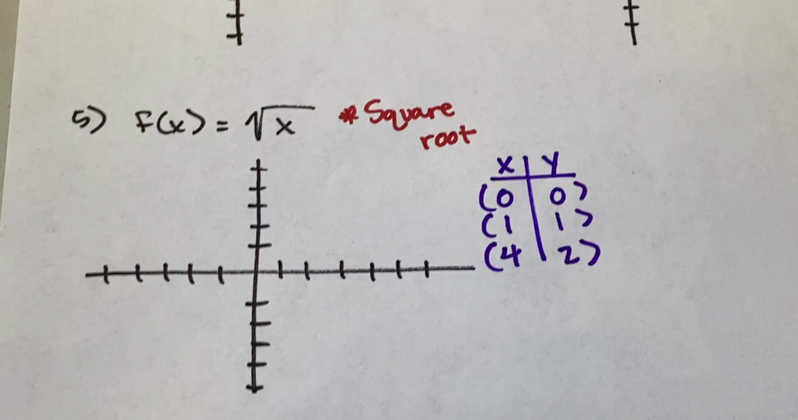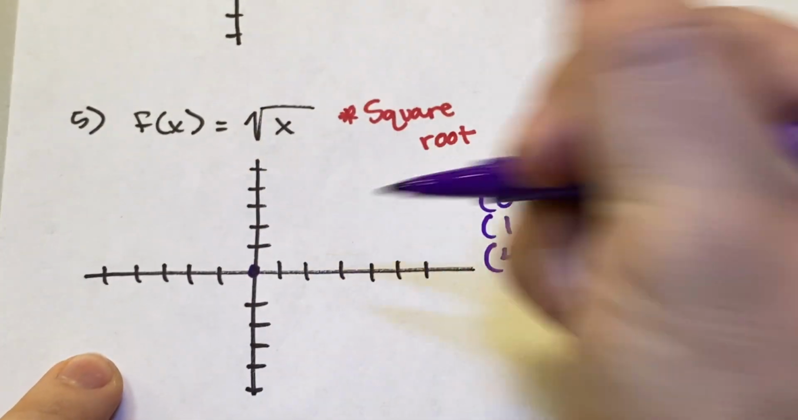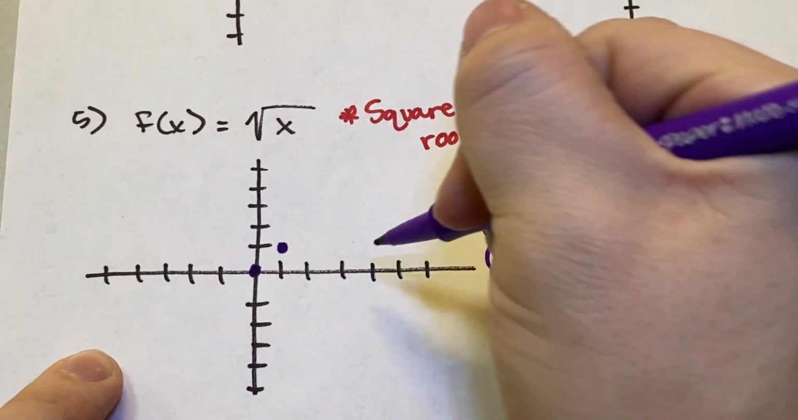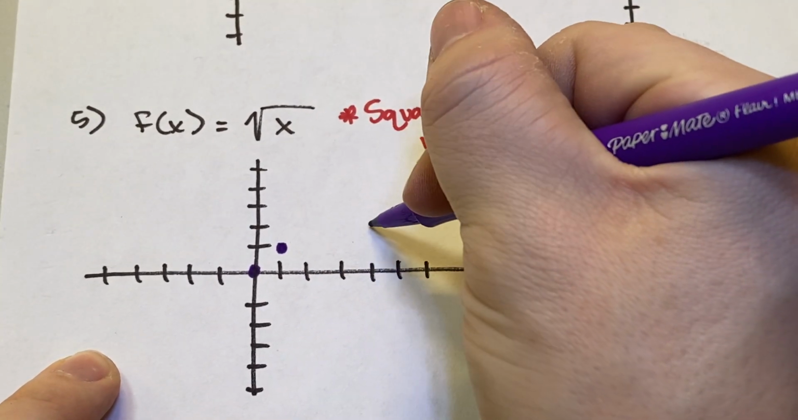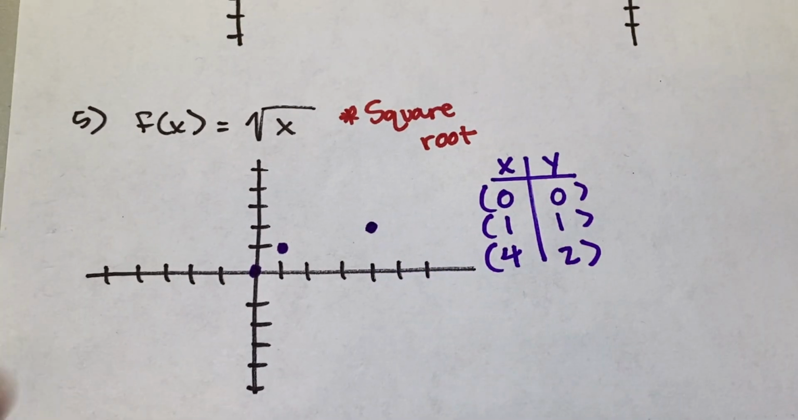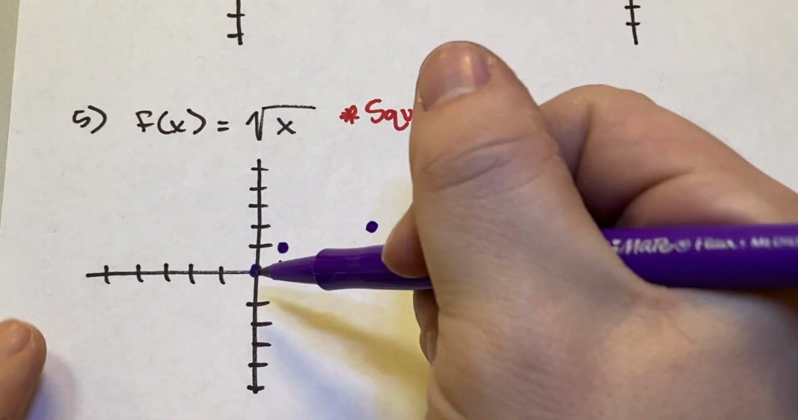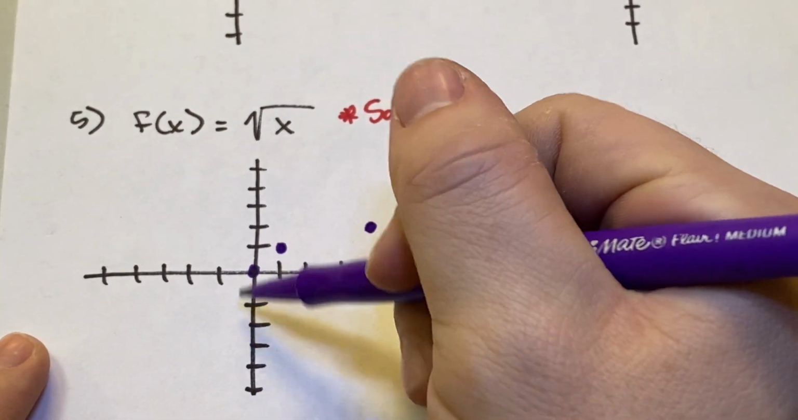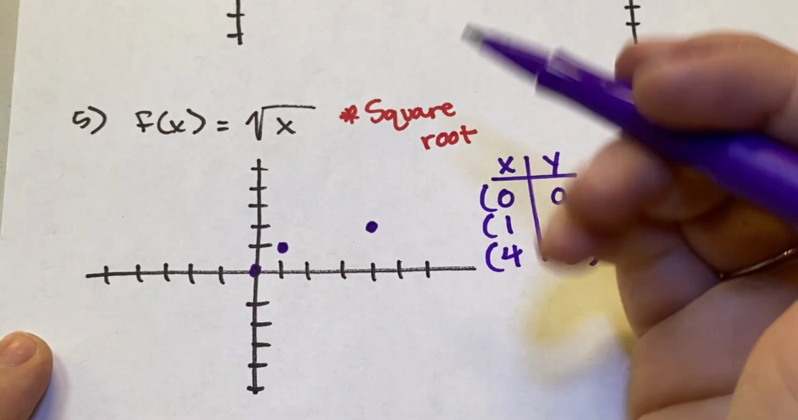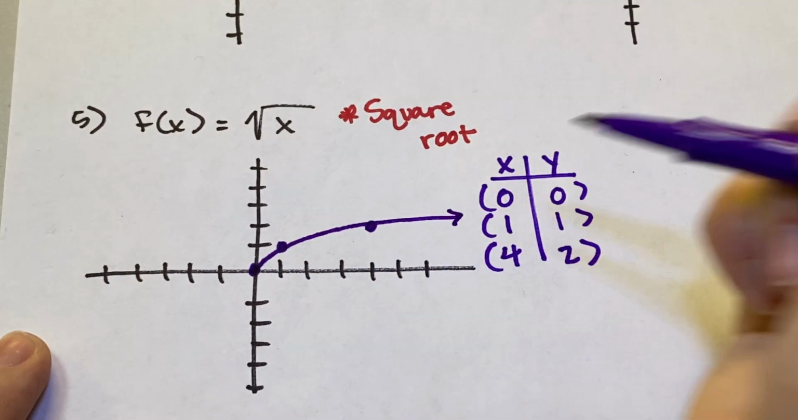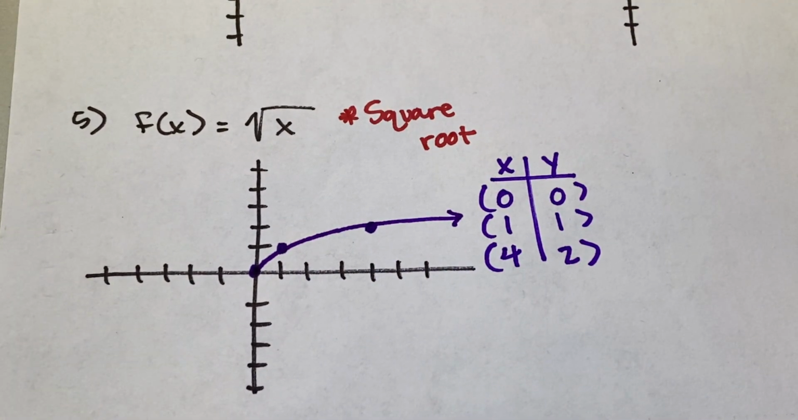Let's go ahead and graph them. We have 0, 0. We have 1, 1. And then we have 4, 2. Those are my 3 points, and this is how we connect them. Because we can never go into the negatives, as I just showed you on the calculator, that's not possible for a square root. You just start at 0, 0, and it makes that shape right there.